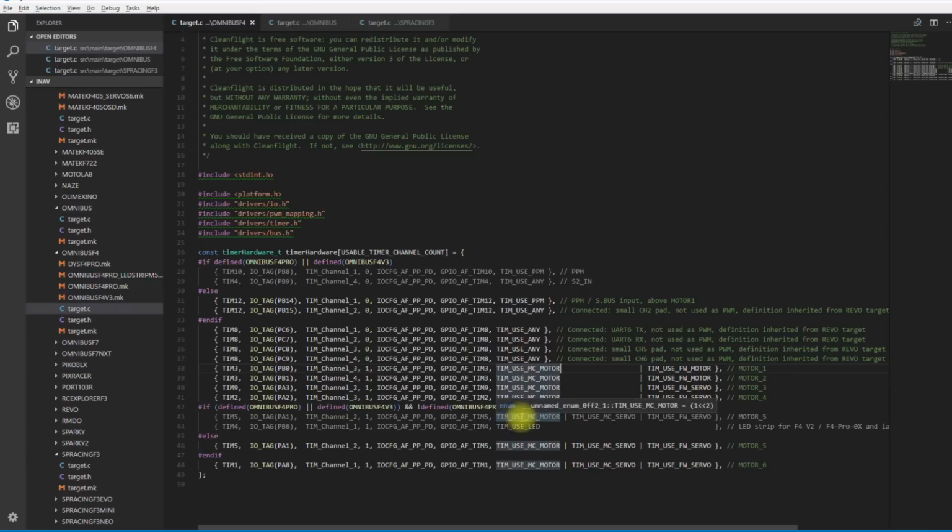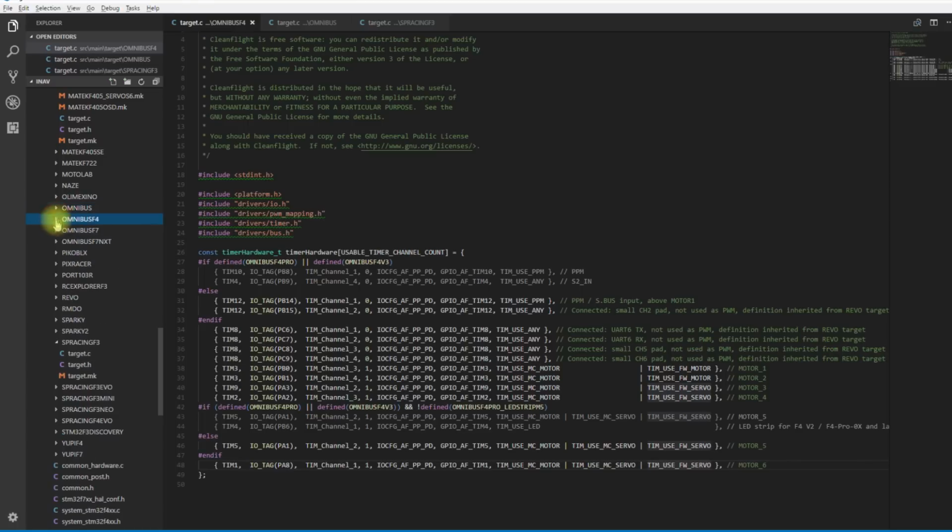Then we have what we have here, motor 5, which can be used as either motor on the multicopter or servo as a multicopter, but only if you are using quadcopter, or as a servo in case of airplane. And the last one, motor 6, which can be used as, for example, motor or multicopter servo, or fixed wing servo. This Omnibus F4 is still quite good design if we are talking about these things.